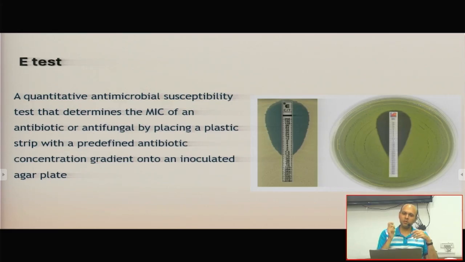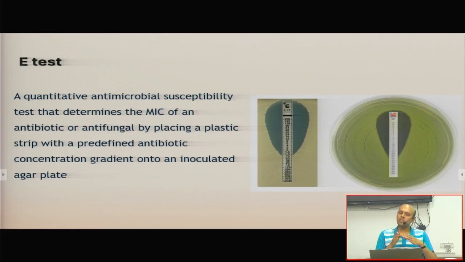You place it on the agar surface and incubate overnight at 37 or whatever the optimum temperature is, under whatever condition, aerobic, anaerobic or microaerobic, depending on the pathogen. And you will be able to see an epsilon-shaped zone. The junction where you see the growth stopping is the minimum inhibitory concentration.